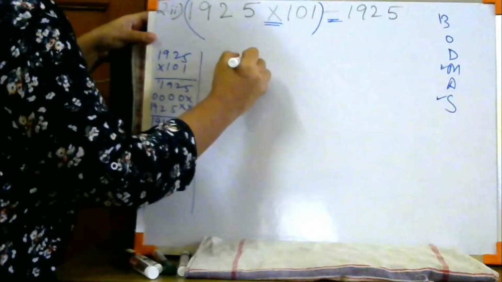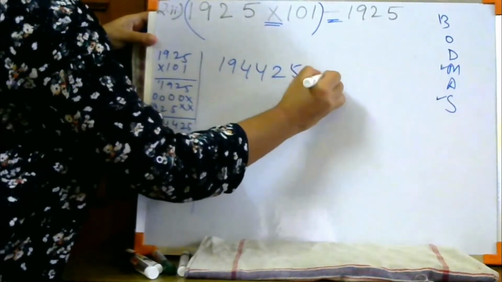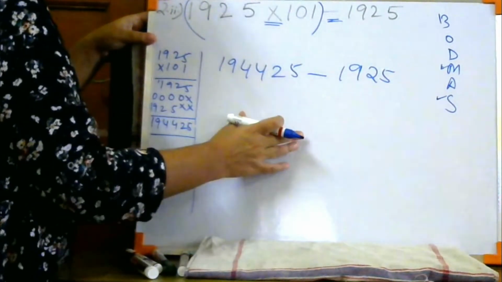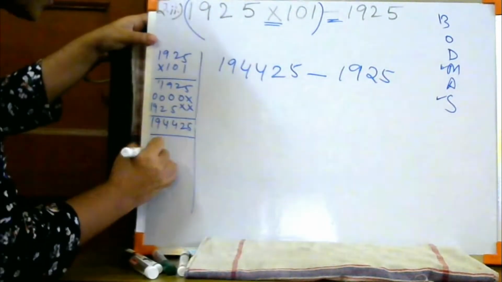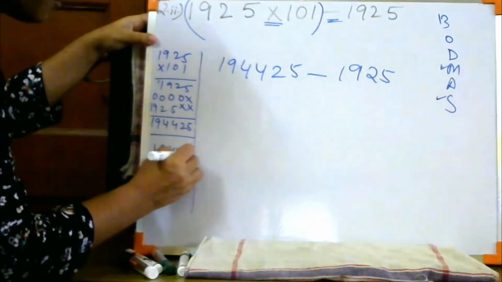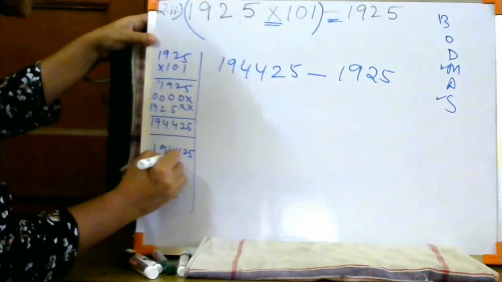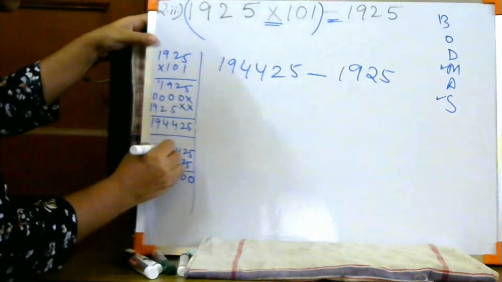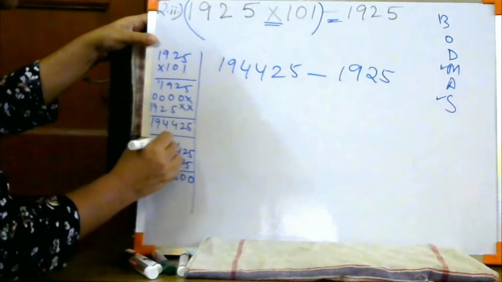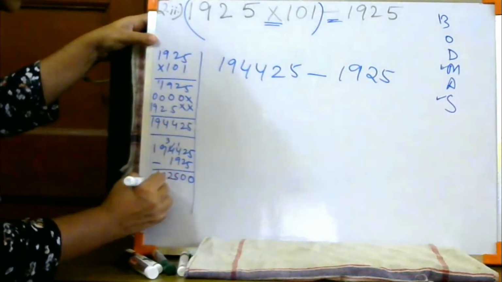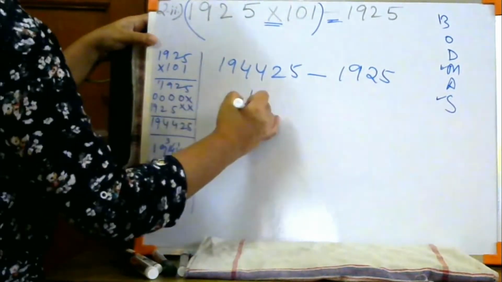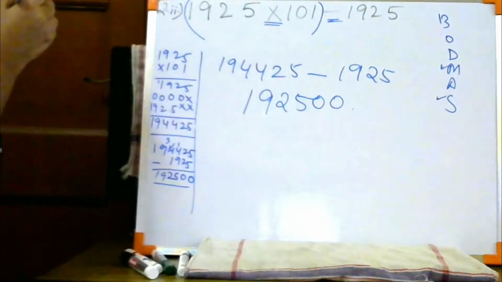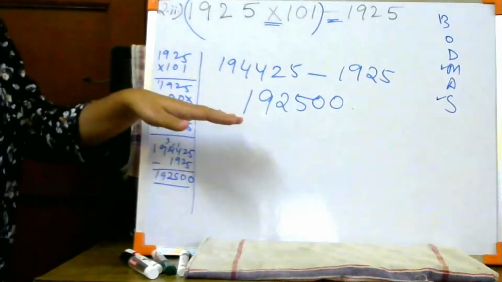So 194425 minus this one, 1925. So if I minus these two, whatever answer comes over here, that is my answer. So 194425 minus 1925. So it is 0 and 0. 1 at the top, it is 5, comes 3, so 2. 192500. I am getting my answer as 192500. This is your answer. Clear? See whether you are getting this answer or not.